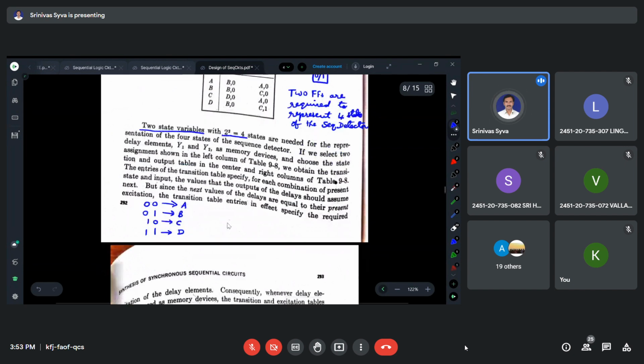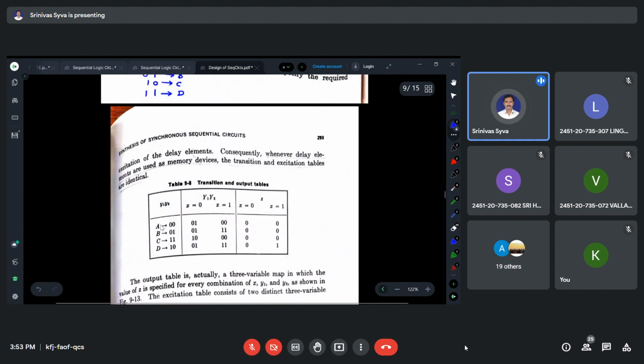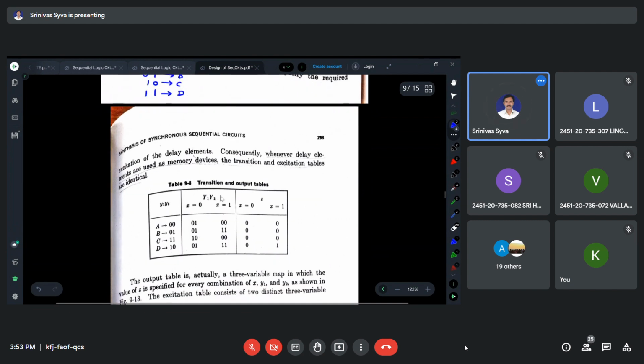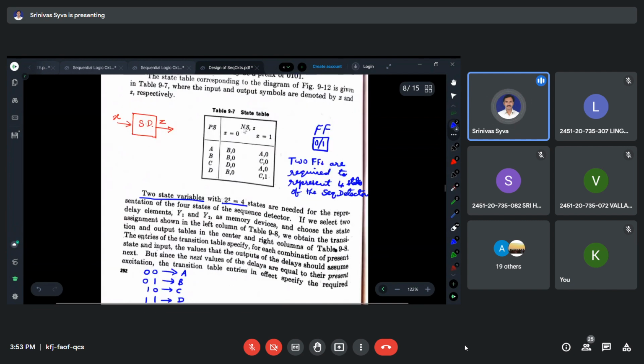So in place of A, it is represented as 0 0. This is the transition and output table. The state table consists of transition and output information, information about the transition.